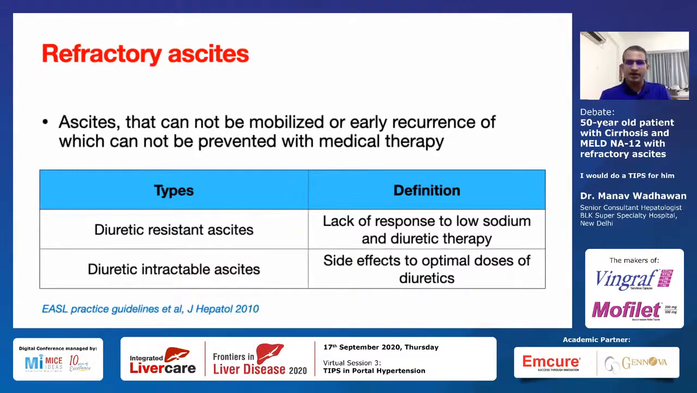So the case scenario given to me is a 50-year-old man with a MELD sodium of 12, obviously a cirrhotic. Let's see what is refractory ascites. We all know the definition. It's ascites that cannot be mobilized or recurs early and cannot be prevented with medical therapy.